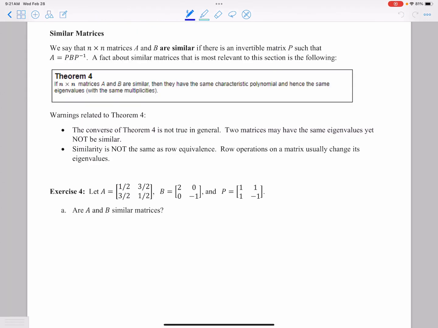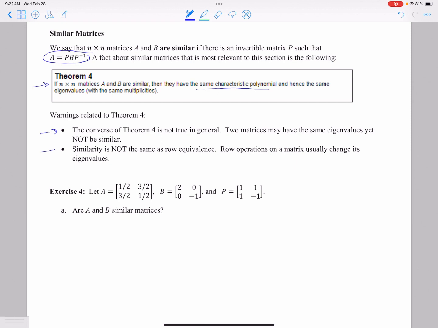This last little part is on similar matrices. We say that two matrices are similar if there's an invertible matrix P such that A equals P B P inverse. So if two matrices are similar, then they will have the same characteristic polynomial and also the same eigenvalues with the same multiplicities. Just to point out, the converse is not true, and converse means the if-then is swapped. If they have the same characteristic polynomial, they may or may not be similar.